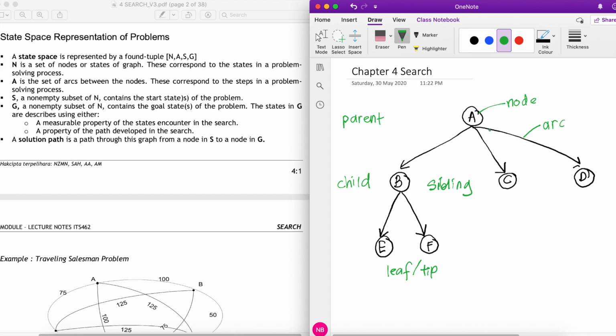For example, in this graph, we are trying to look at how we can move from A to F. So A is the start node, so A is the S, and we have G, which is the goal state of the problem. If we say we are going from A to F, then F is the goal state. So this is one state space representation. In a state space, we also have a solution path. A solution path is a path through this graph from the start to the goal. So here, A, B, F is the solution path.